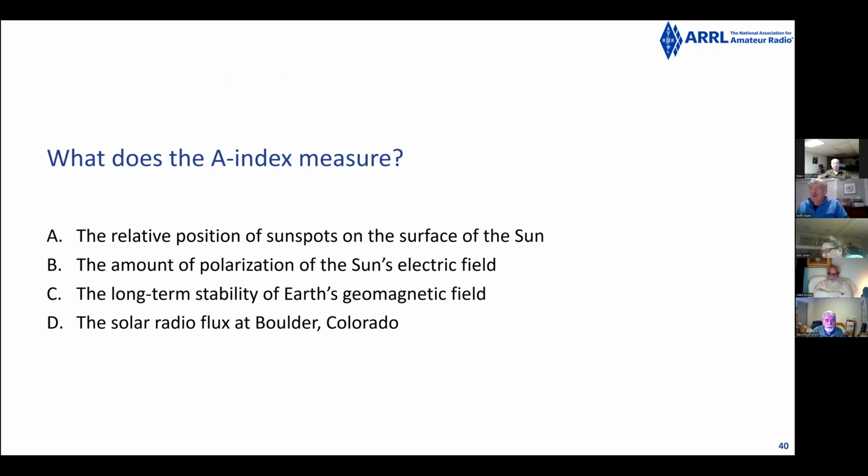What does the A index measure? Relative position of sunspots, polarization of the sun's electric field, the long-term stability of Earth's geomagnetic field, or solar radio flux at Boulder, Colorado. It's different from the K index, which is short term. So it's C, the long term stability. The A index numbers can go much higher, but still, the lower the number, the more stable the Earth's magnetic field and the more stable propagation will be.